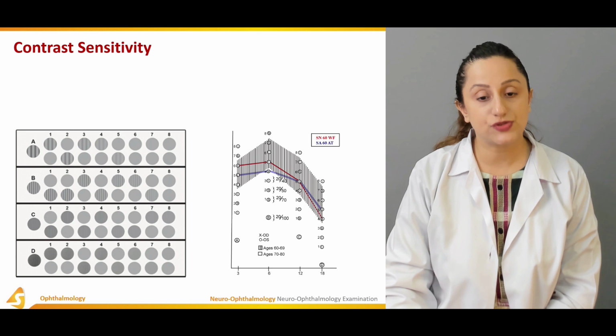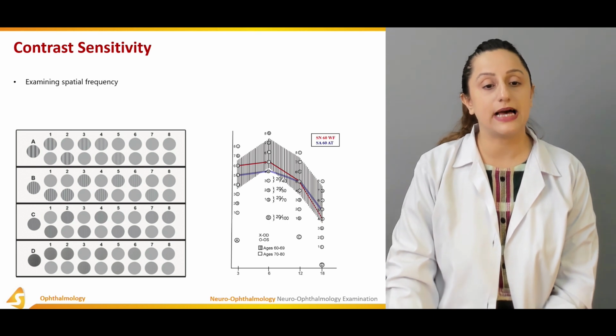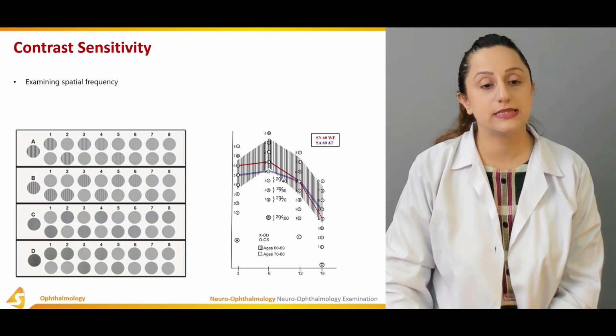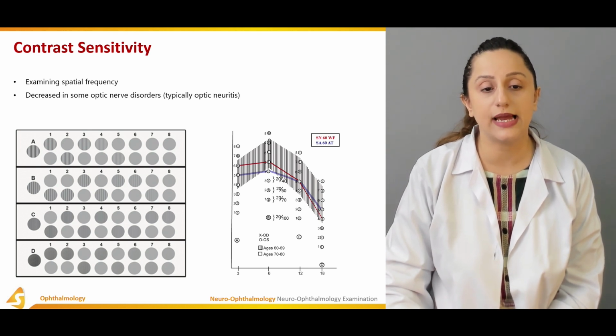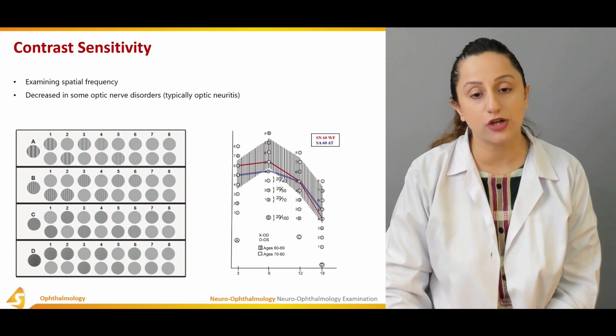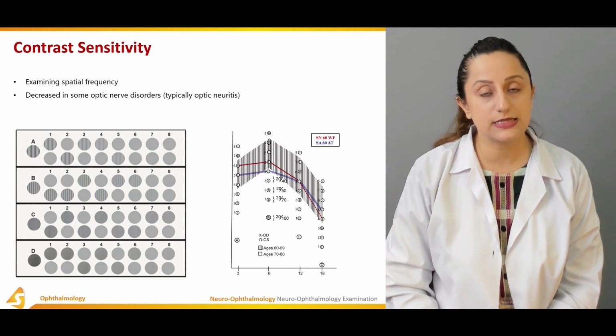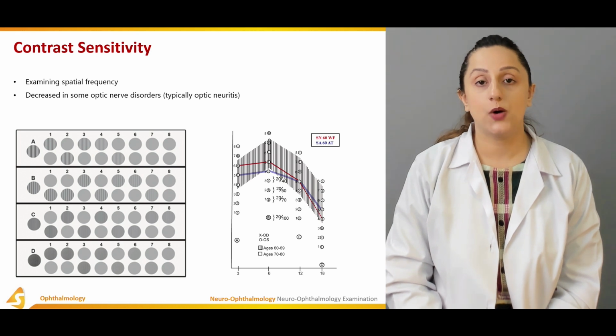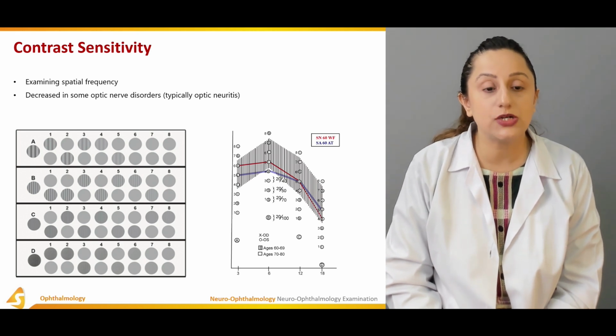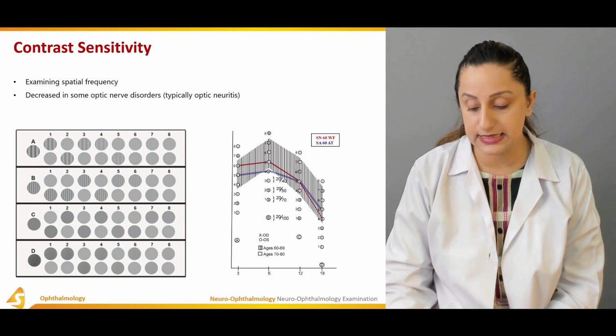Then we have the contrast sensitivity on the other hand. Examining the spatial frequency is the main objective here, and it is decreased in some optic nerve disorders, typically optic neuritis. So patients of optic neuritis would usually come up with a decreased color sensitivity or a decreased contrast sensitivity over here.